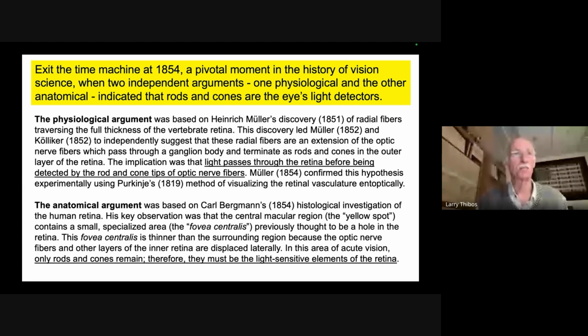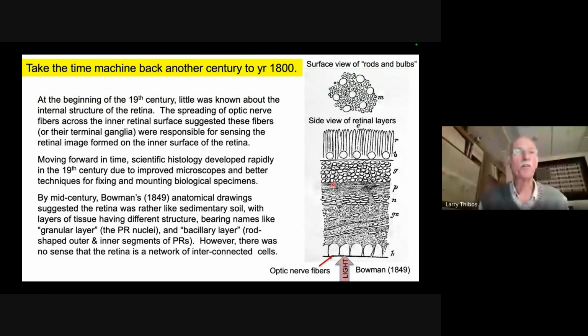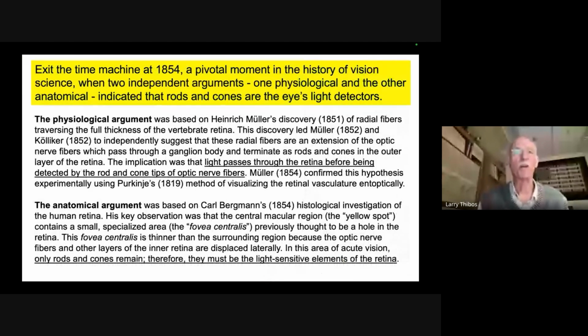Now, the physiological argument was by Müller, and it was based on his earlier discovery in 1851, just a couple of years earlier. He discovered radial fibers traversing the full thickness of the vertebrate retina. If you look back at Kohler's diagram, there's no sense of any kind of fiber spanning this space. It's just tissue, no fibers. But Müller said, no.